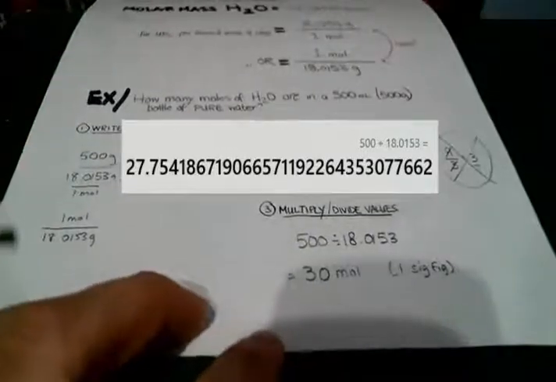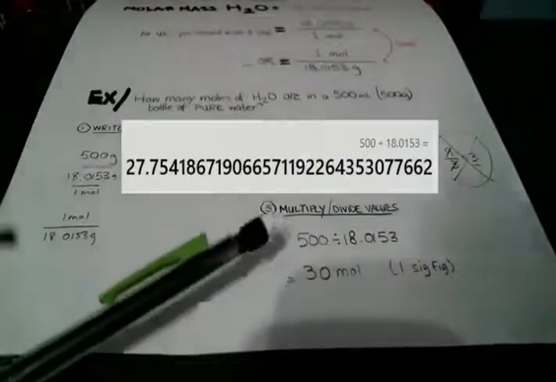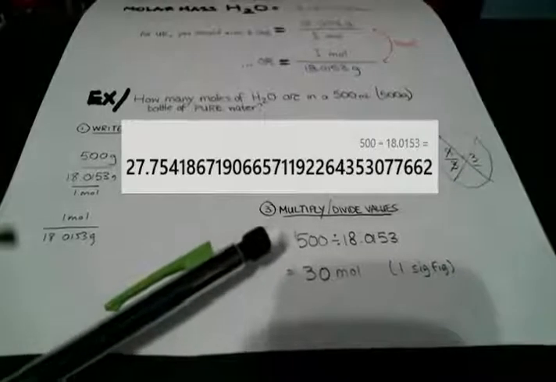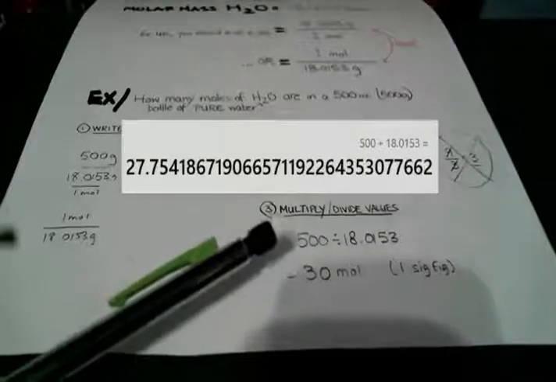And that's fair. The bottles of water don't necessarily have exactly 500 mils in them. It's kind of an estimation. So we have to give that same level of accuracy in our actual final answer.